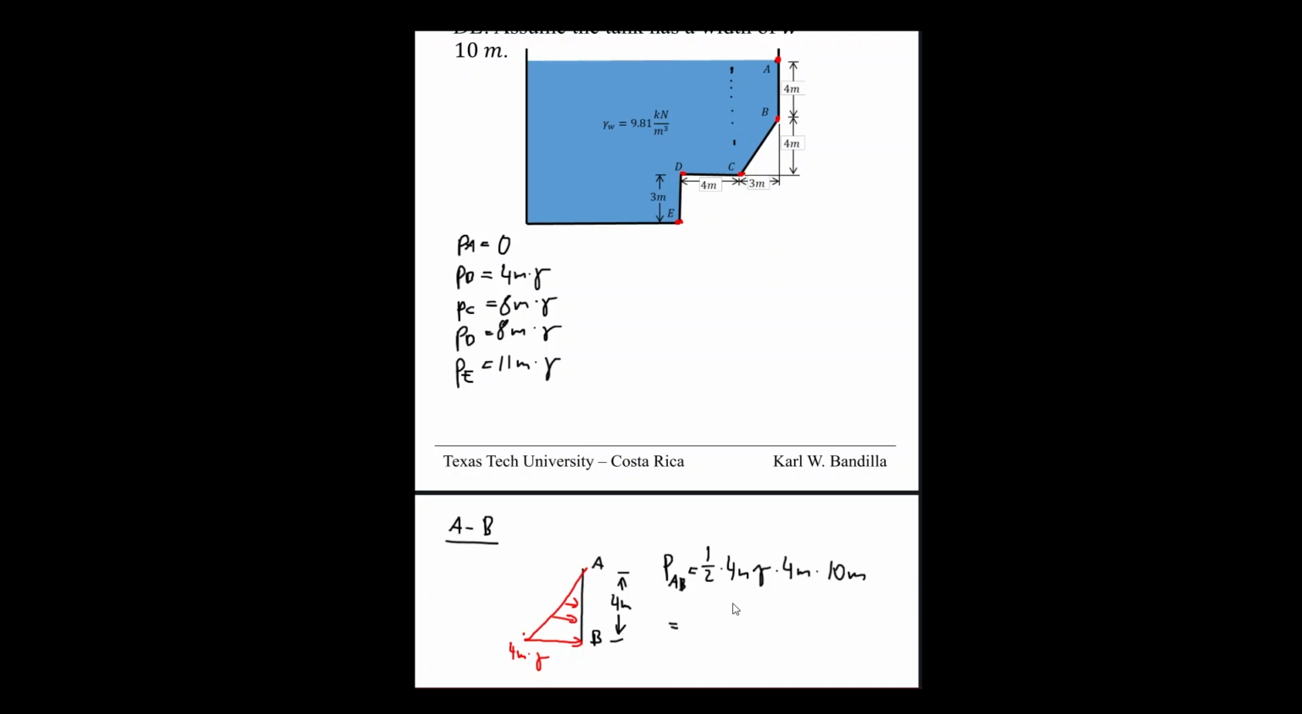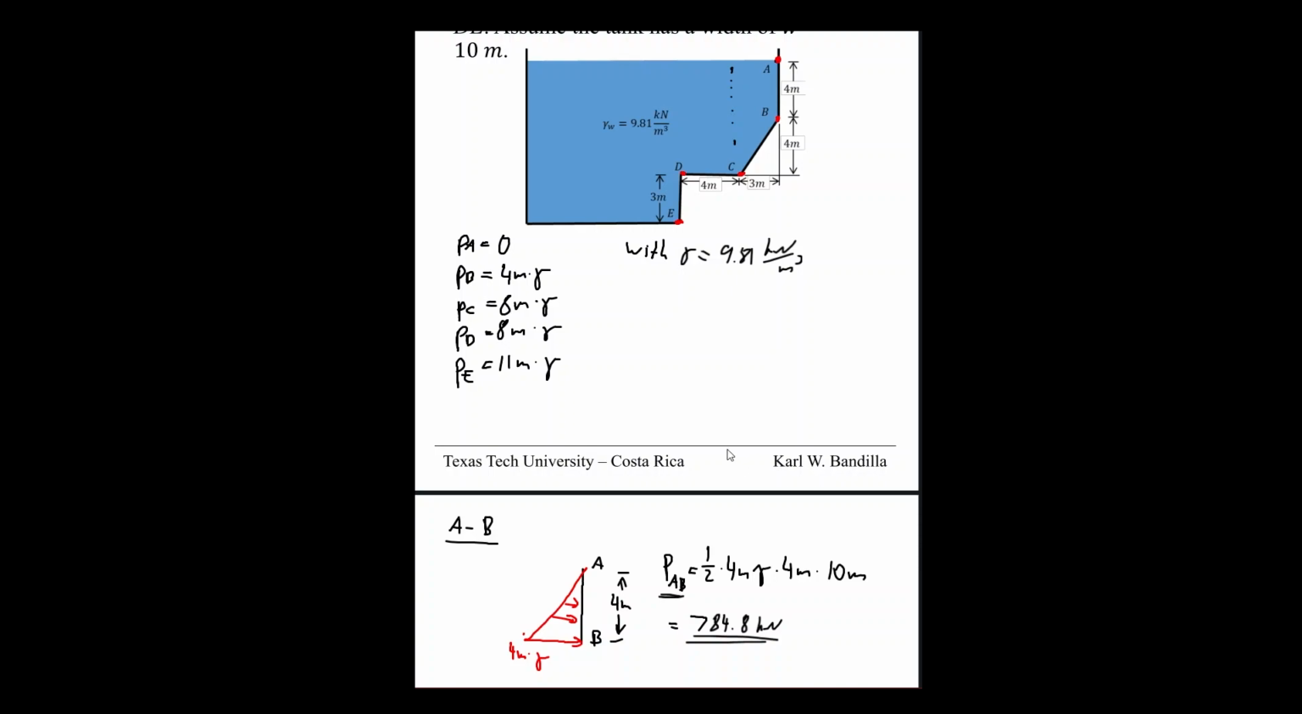Well, it says it up there, but nonetheless. So with lots of scribbles, with gamma equal to 9.81 kilonewton per cubic meter, if we plug all these numbers in, I get 784.8 kilonewtons. So that would be the force on AB.